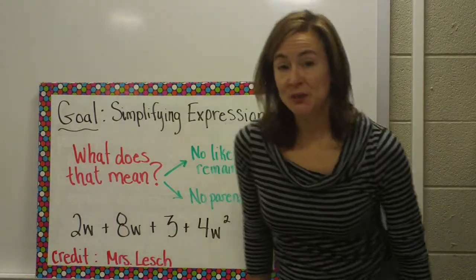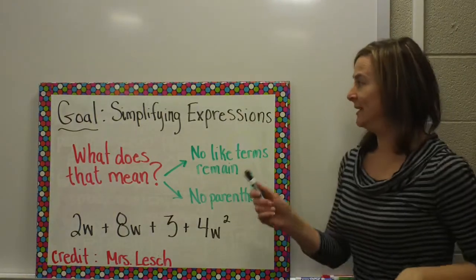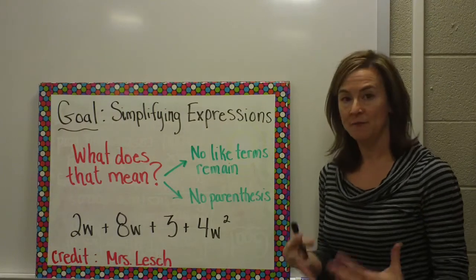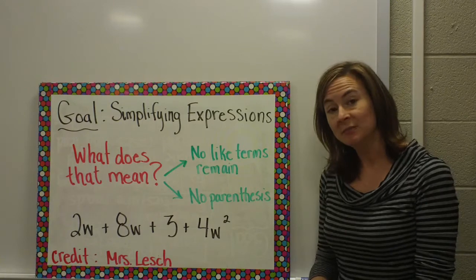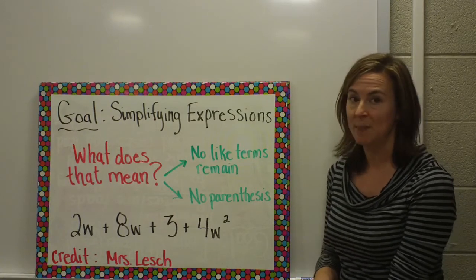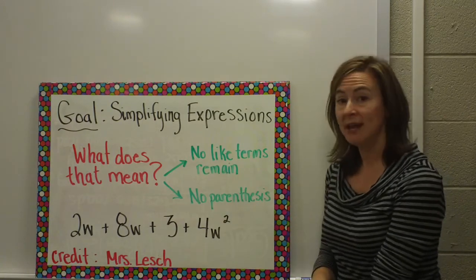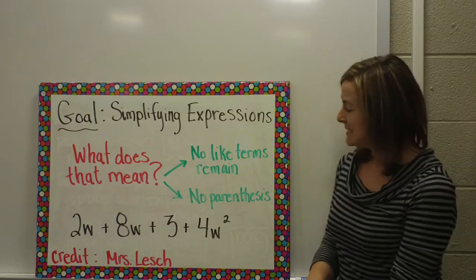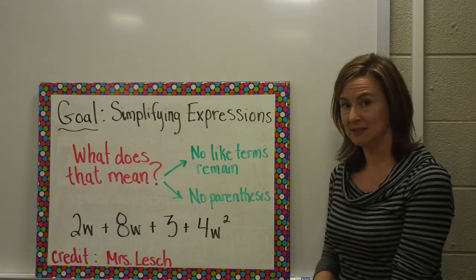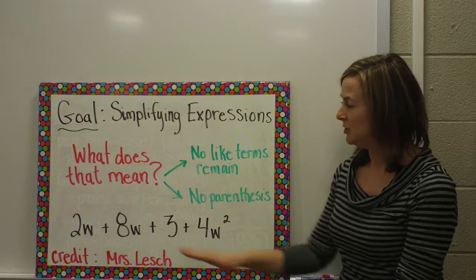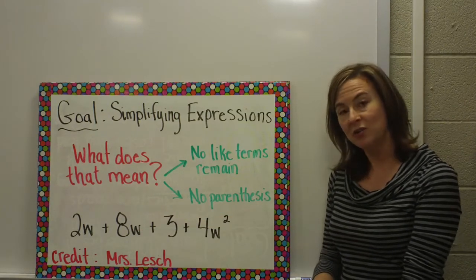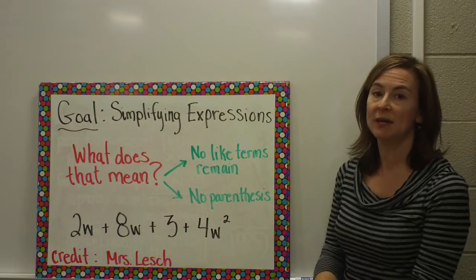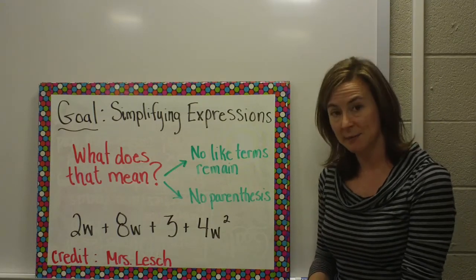Hello. So this lesson's goal is teaching you the first part of simplifying expressions. What does that mean? When you simplify an expression, two things happen. One, no like terms remain. Second, there are no parentheses. We're going to use some examples to demonstrate this, but make sure you have your notes page in front of you because we are going to be listing the steps to start.